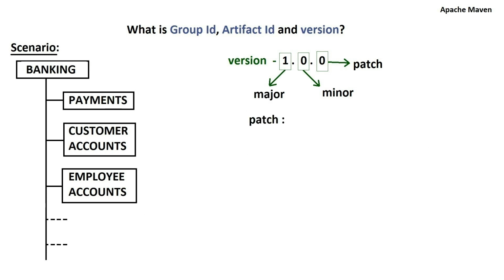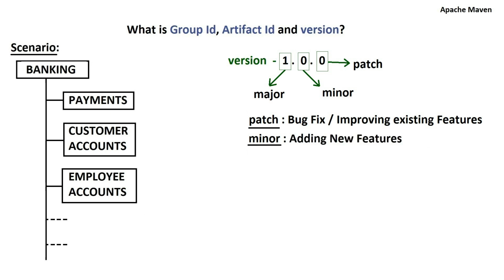What is a patch? When in a project you have a bug fix, or improve an existing feature, then the value of the patch is increased and released as a version. Similarly, when new features are added, the value of minor is increased and released as a version. In the same way, when new features are added, the value of major is increased and released as a version.